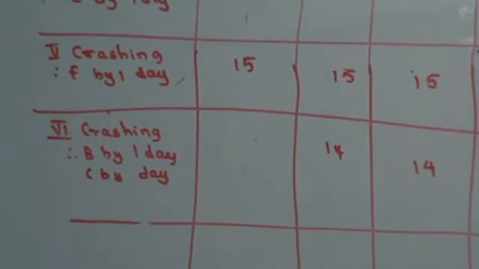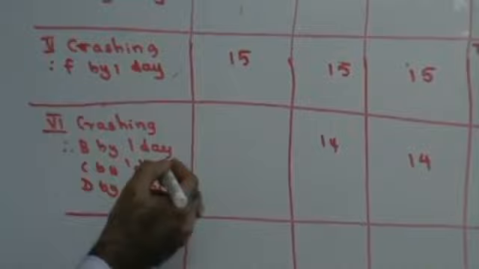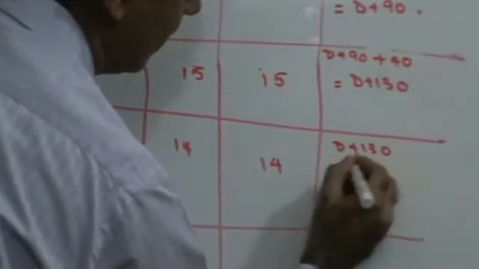Then I have D and A, right? I have a choice between A and D. A has third rank, D has first rank. So I'll crash D by 1 day. So if I crash D by 1 day, this will become 14, right? So in that case, now my cost will be D plus 130.